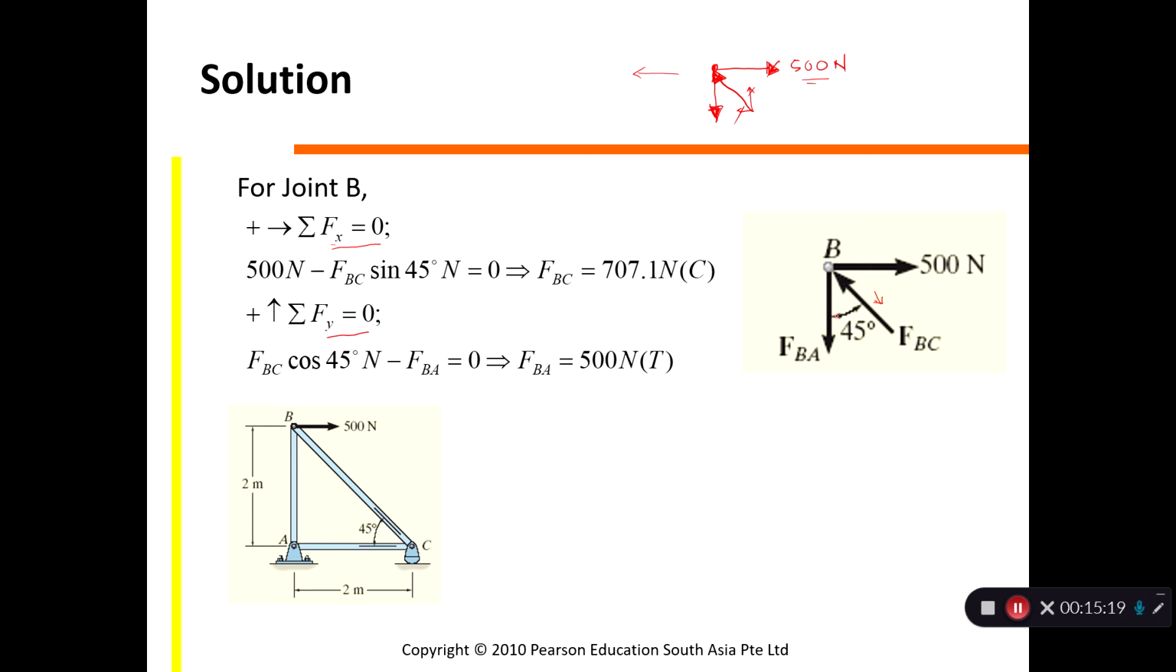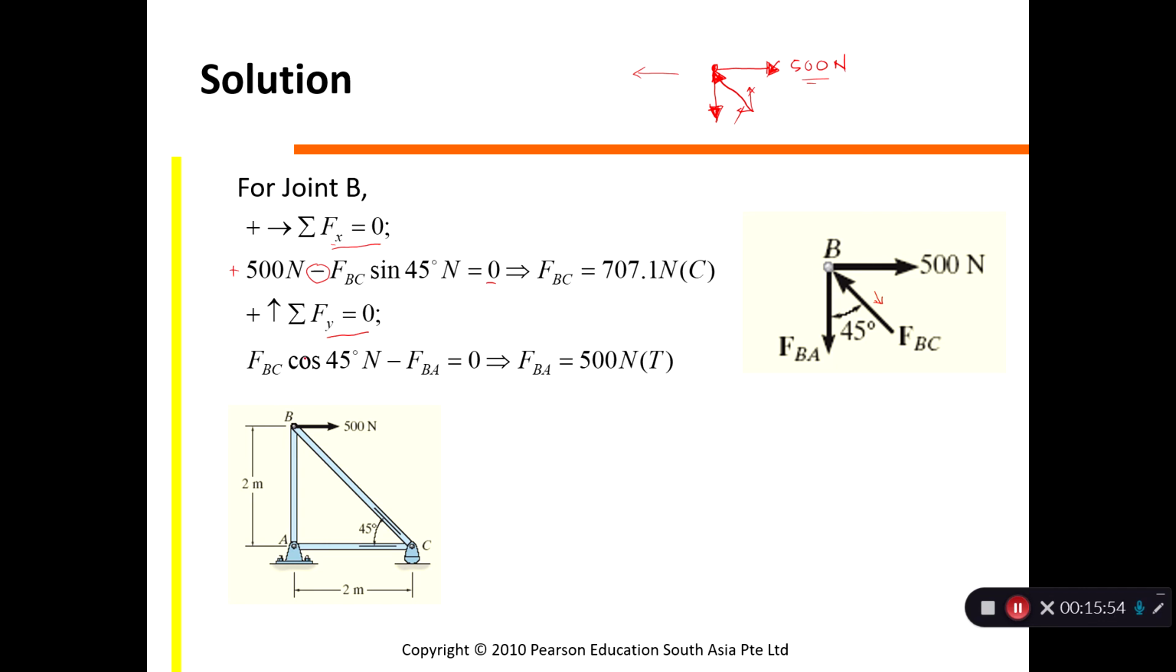You can calculate. Okay, so summation of F in X direction equals 0. We have 500 Newton, positive because it's going to the right. And then we have FBC sine 45, negative because it's going to the left, equals 0. So FBC is 707.1 Newton in compression. Okay, so if it's pushing into the joint, then it's considered as a compression.